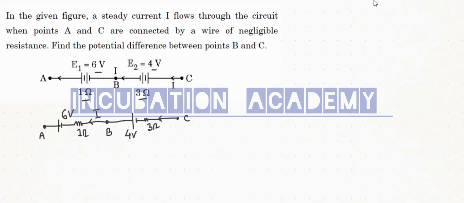And the question says that A and C are connected by a negligible resistance wire, that is, no resistance is connected between A and C. So the potential at the point A would be the same as at the point C. We can say VA and VC are equal. So this current I flows through here, and the same current flows through this way and hence completes the circuit.